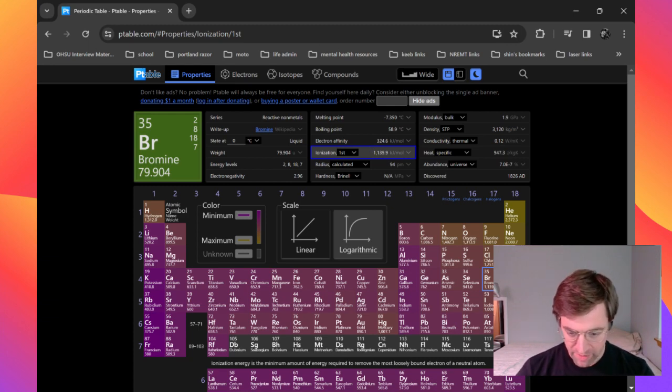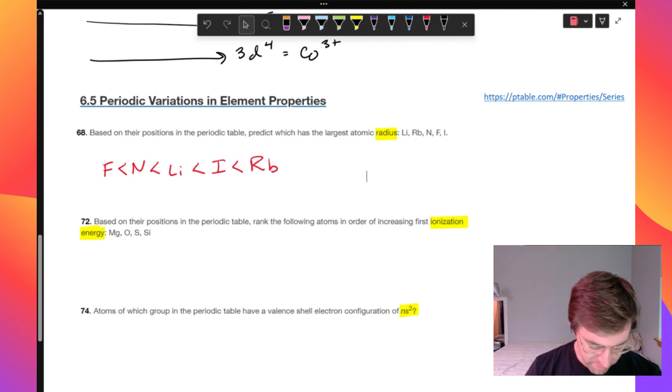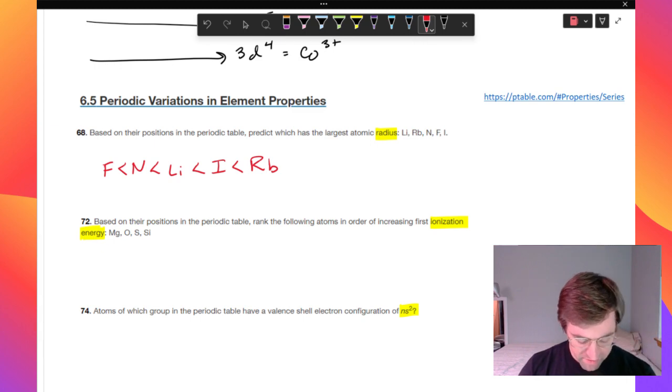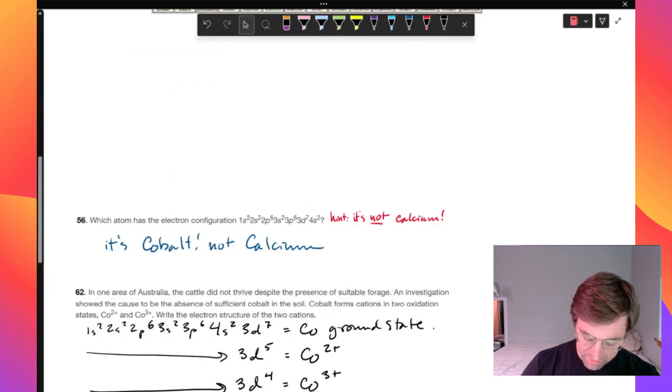All right, so going back to here. Based on the position of the periodic table, rank the following atoms in order of first ionization energy. We've got magnesium, oxygen, silicon, sulfur, and silicon.